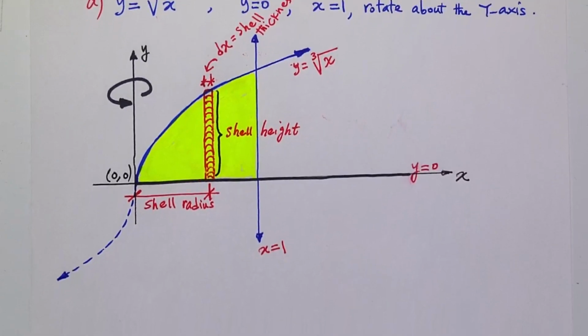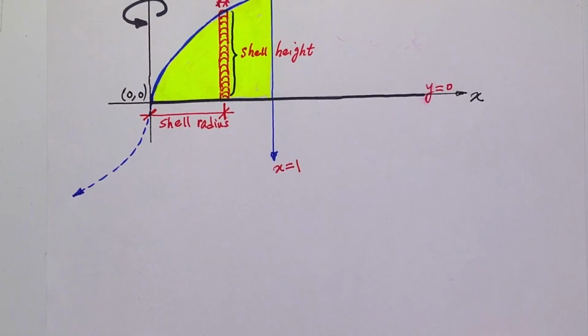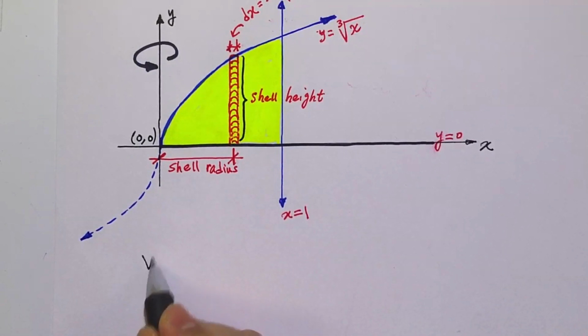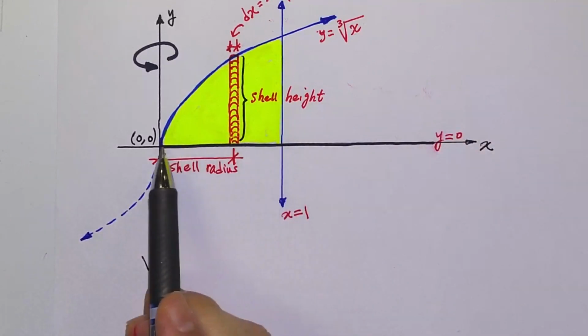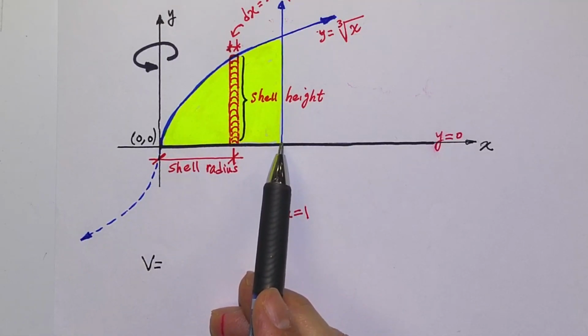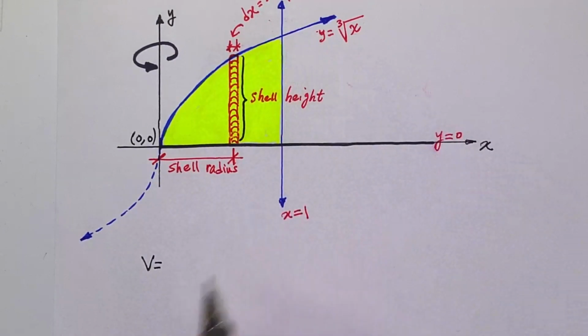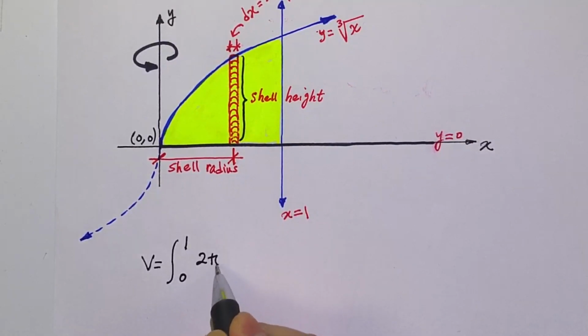Okay, all right, so having said that, let's apply the formula. The cylindrical shell formula says that the volume would be equal to, by the way, the limits of integration is the distance from the axis of rotation to that point, which is 1, along the x-axis, dx. So it would be from 0 to 1, 2 pi, right? That's part of the formula.